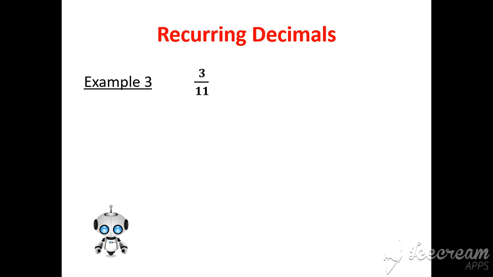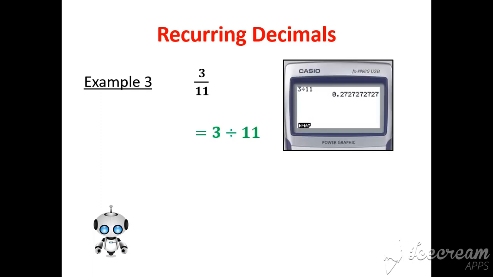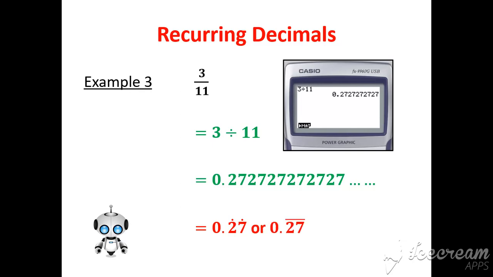All right, what about 3/11? So grab your calculator and go 3 divided by 11, and your calculator turns it into a decimal, 0.272727272727. That's a recurring decimal. Those 27 patterns go on forever. So now we've got 2 numbers repeating. So what are we going to do here? We're going to write it as 0.27 with the dot above the 2 and the 7, or better, 0.27 with a line above both. And that tells somebody that the 27 repeats itself forever.